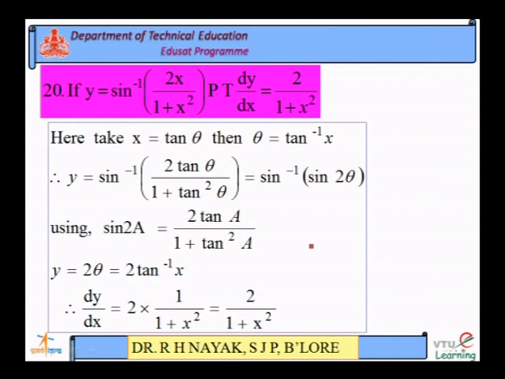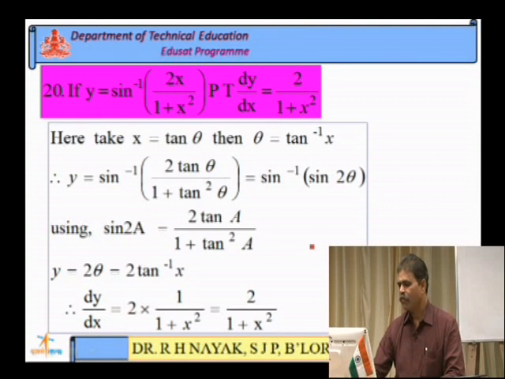You see this one, y is equal to sin inverse of 2x divided by 1 plus x square. We have to prove that dy by dx is equal to 2 divided by 1 plus x square. The answer may be obtained by using our regular method, treating it as a sin inverse function. Otherwise, we can go for the substitution method. If you go for the substitution method, definitely you will get the answer in 1 or 2 steps.